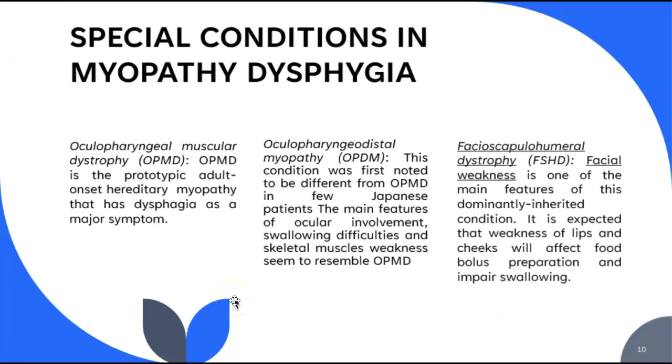So here are the special conditions in myopathy dysphagia. First is oculopharyngeal muscular dystrophy, OPMD. It is a prototype adult-onset hereditary myopathy in which dysphagia is a major symptom. It means that those who have hereditary myopathy get it in adult age, and they get dysphagia as their major symptom, because if a person has had weakened muscles since childhood, they will definitely have weak muscles and will suffer from dysphagia.